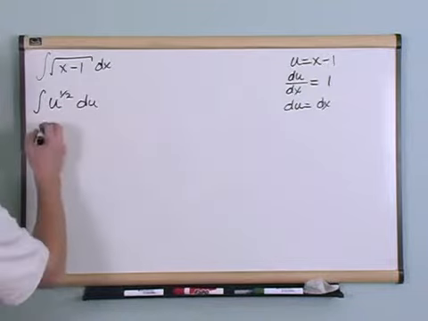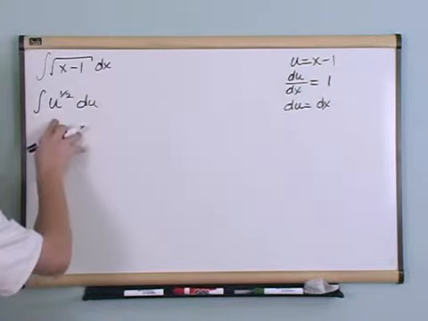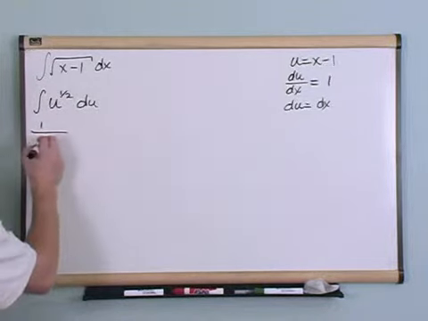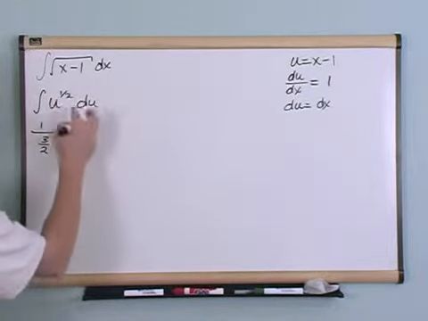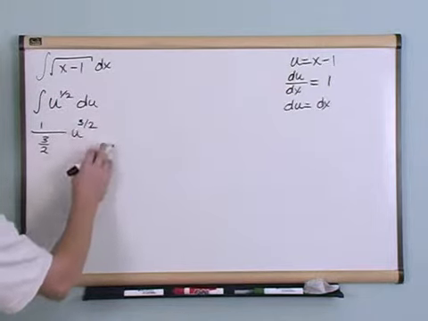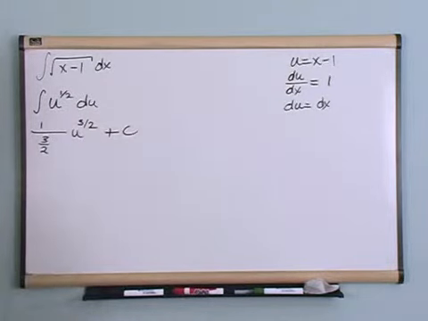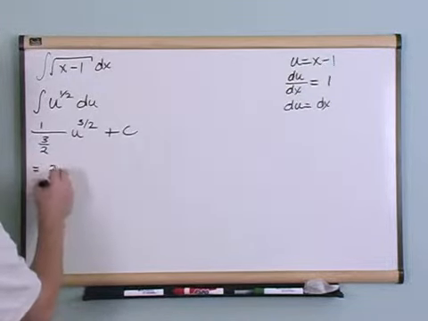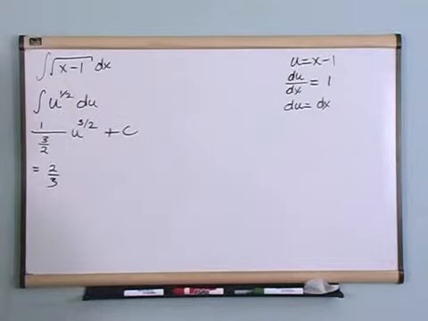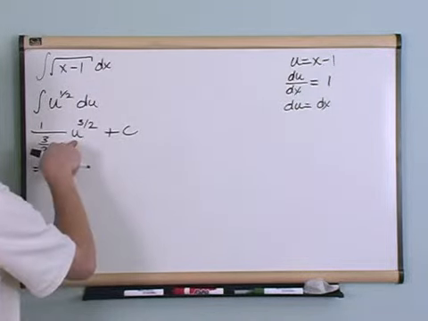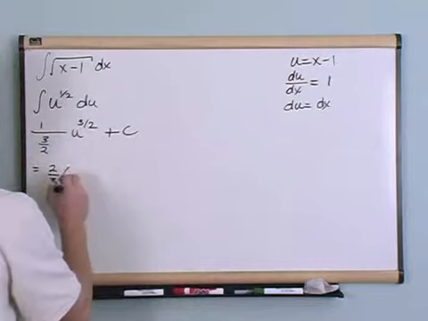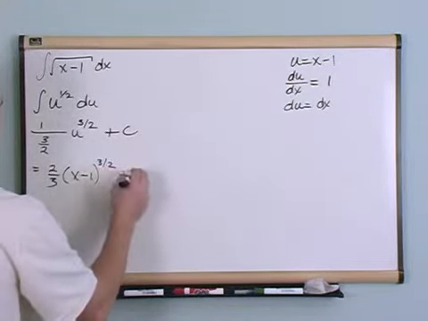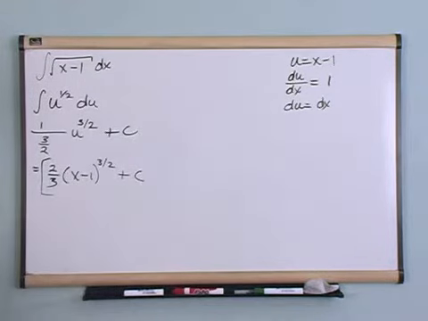And then in order to integrate this, we're going to do it just like we've been doing with these polynomials: 1 over the exponent plus 1. 1/2 plus 1 is 3/2. U to the exponent plus 1 is 3/2. And then you have to add your constant, which you always have to do. Now 1 over 3/2 is just 2/3. You just flip the fraction over and multiply, so you get 2/3 u to the 3/2. Well, u is equal to x minus 1, so 2/3 times x minus 1 to the 3/2 plus c. That's the answer.